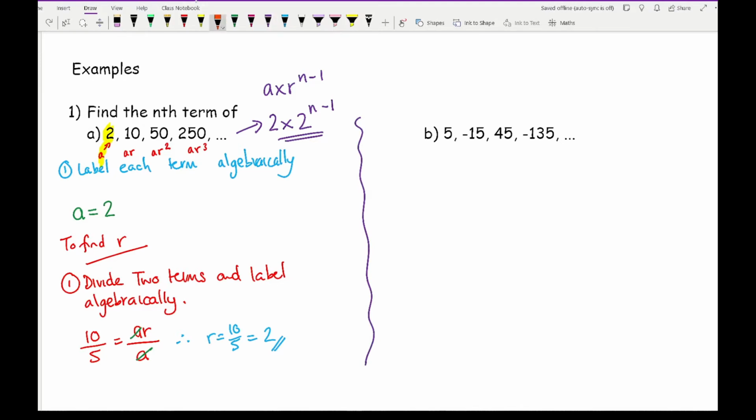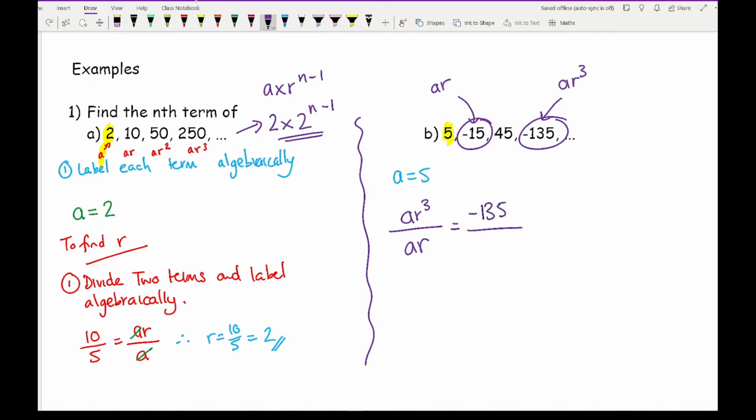Now in terms of b, again I can see straight away that a is going to equal 5. So here I've got a equals 5. Now again, to find r, just take any two terms. So just to prove a point, I'm going to take this term, which is ar, and I'm going to take this term here, which is ar cubed. So if I do ar cubed over ar, and I always take the latter term first just to make it so I'm not dealing with negative powers. So here I'm then going to substitute the numbers. I've got minus 135 over minus 15.